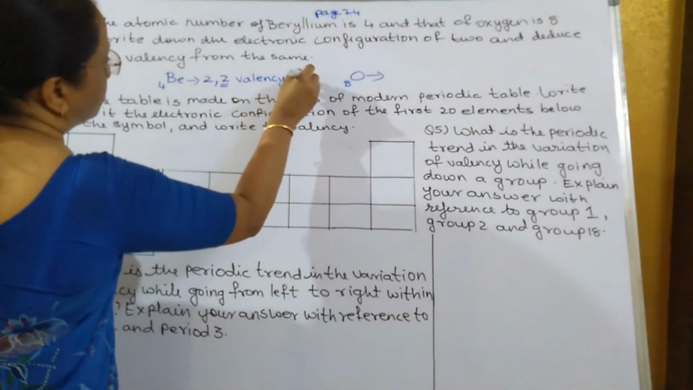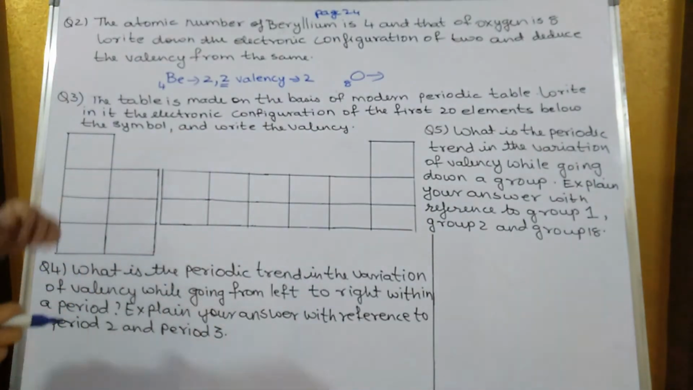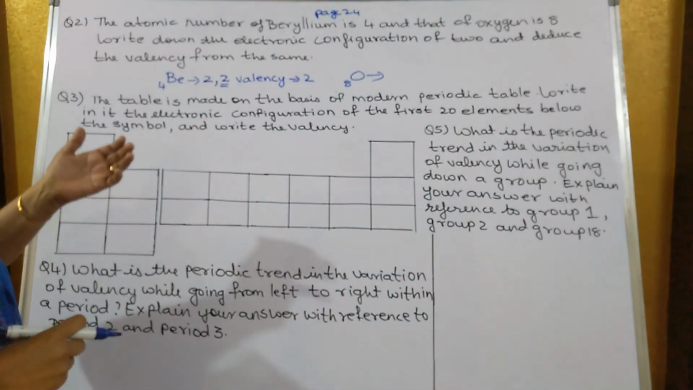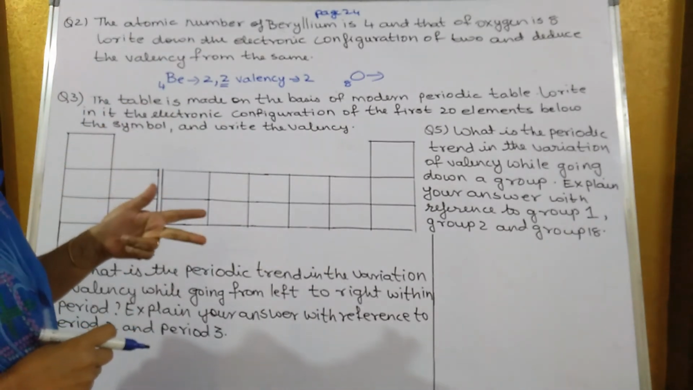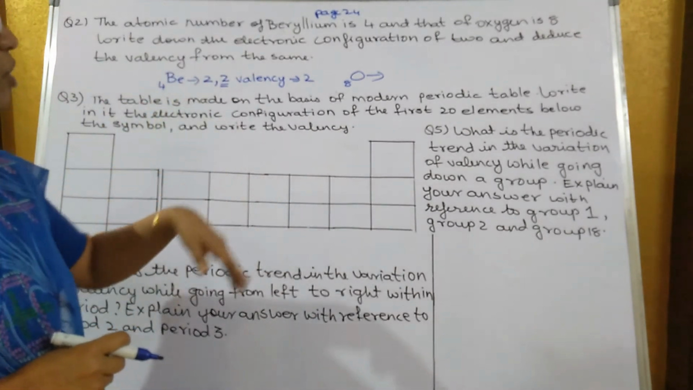Valency will be 2. Why 2? Because we had studied before, I had explained that those atoms which have 1, 2 or 3 valence electrons will always give away those valence electrons.